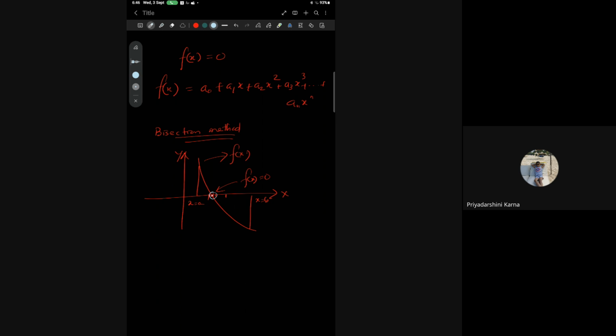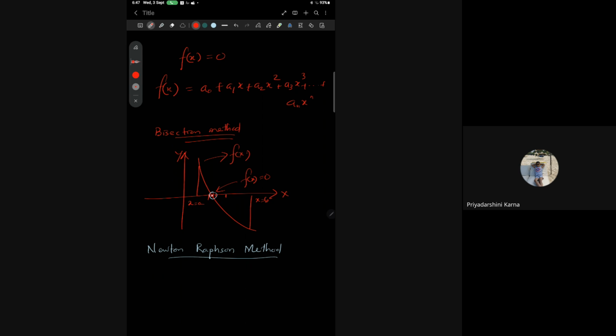But this bisection method is somewhat lengthy. It takes a lot of time. So the convergence time is quite large. So therefore, there is another method called Newton-Raphson method. Okay, Newton-Raphson method. So what exactly does this Newton-Raphson method do?